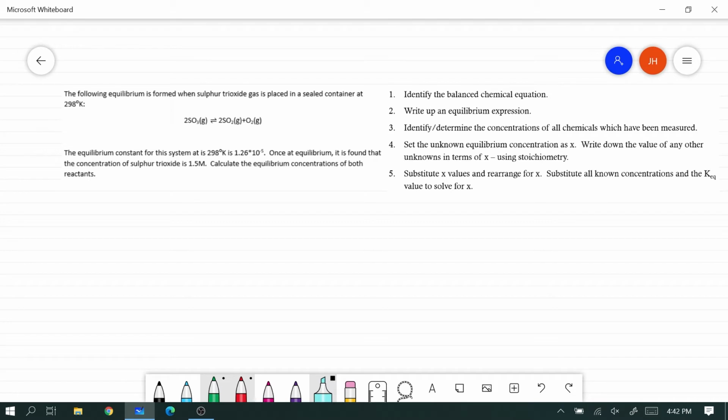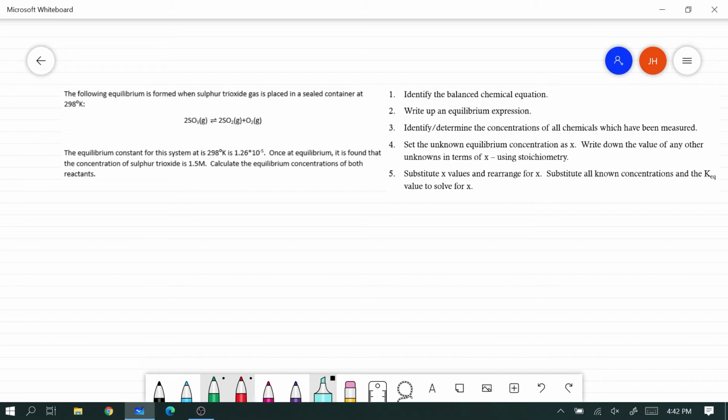All right, so for this video's question, we're going to be looking at the equilibrium between sulfur trioxide and its products, sulfur dioxide and oxygen gas. The question reads as follows. The following equilibrium is formed when sulfur trioxide gas is placed in a sealed container at 298 degrees Kelvin. And there we have our equilibrium.